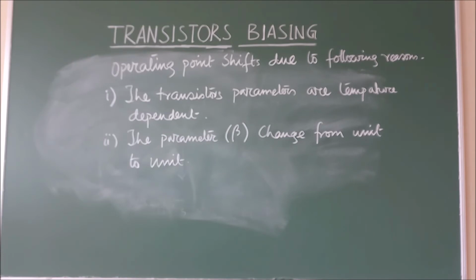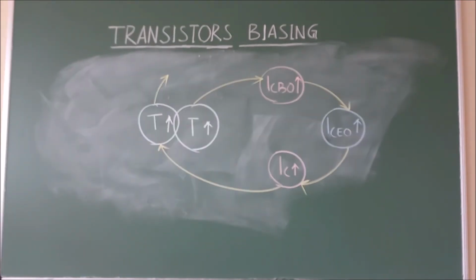The operating point may shift due to the following reasons. Number 1, the transistor's parameters are temperature dependent. Number 2, the parameters such as beta change from unit to unit. Now from this diagram we try to understand why biasing is necessary.